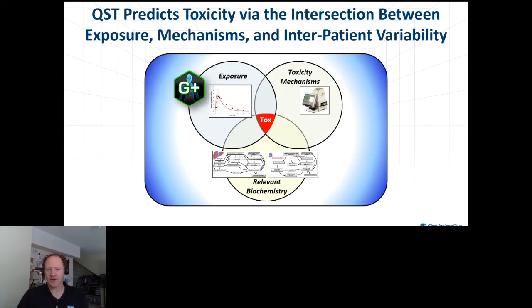As many of you are likely aware, this is going to be a talk about quantitative systems toxicology. The idea here being that we'll be integrating the estimates of exposure from PK modeling via GastroPlus, our understanding of the relevant biochemistry, in this case of the liver, but we have our kidney platform as well, and the specific drug interactions with particular toxicity mechanisms that we measure in vitro. We combine all those together into our DILIsym software, and that gives us predictions of toxicity that in this case turned out to be pretty good.